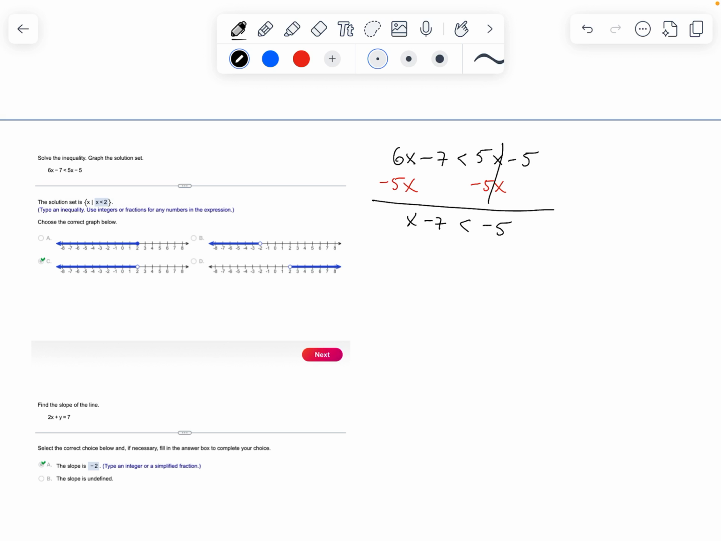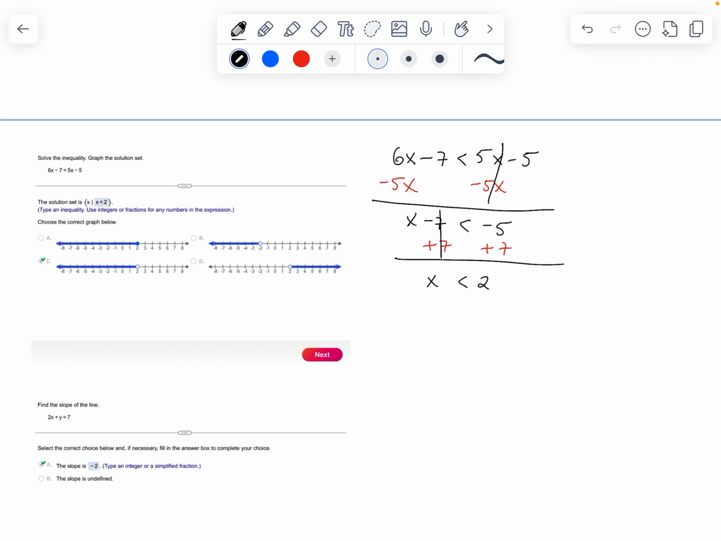Then I want to keep x alone, so I need to get rid of negative 7. To get rid of negative 7, we need to add 7, right? Always the opposite of what we have. Negative 7 plus 7 cancels out. Then we are left with x on one side. On the other side, negative 5 plus 7 yields 2.